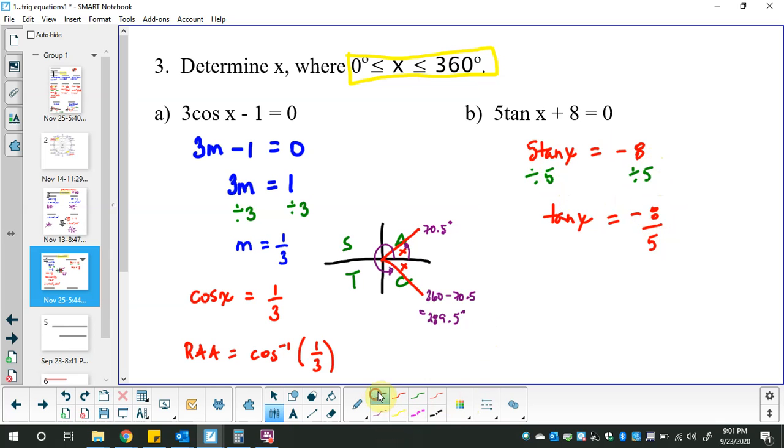Then we can draw our little CAST rule. And hopefully you can figure out that tan positive would be here in the tan positive section, and the A, the all positive section, but we have tan is a negative answer, so I'm going to put my sticks, my terminal arms right in there. The little x's have to go inside the bow ties.